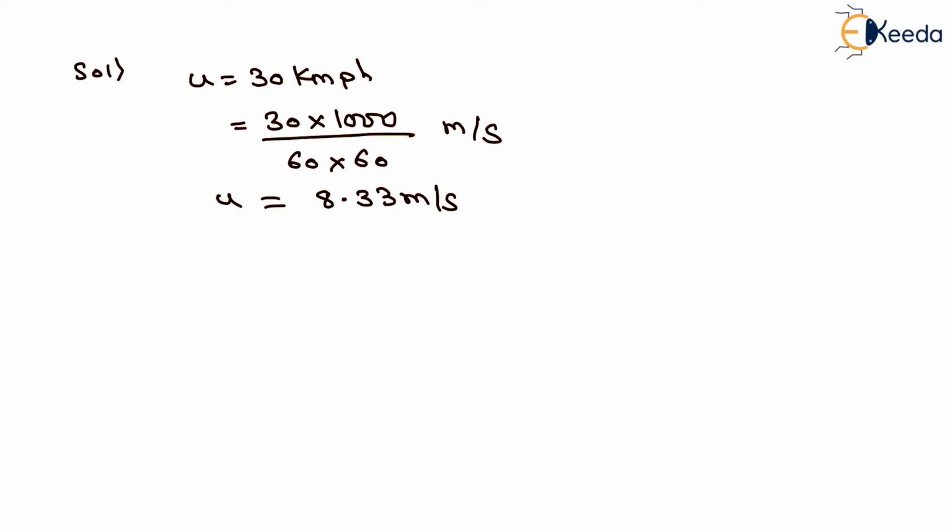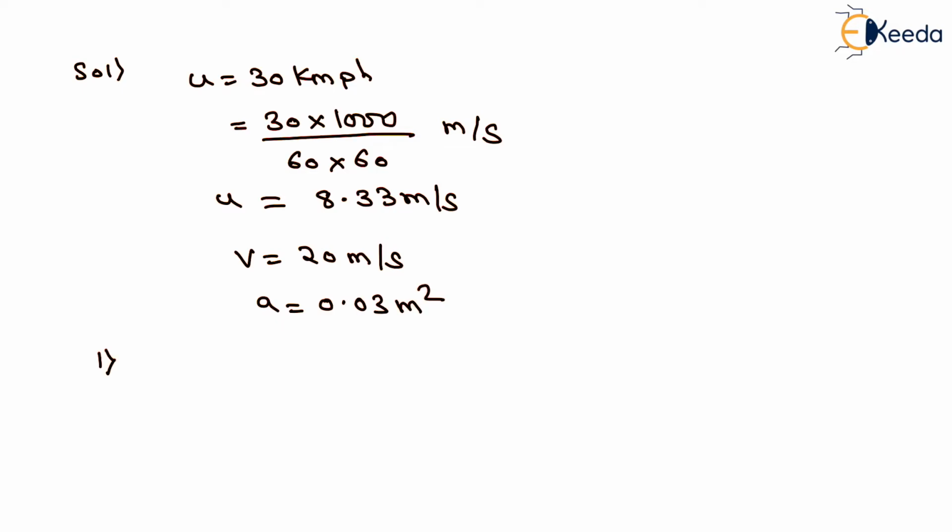Now the absolute velocity of the jet is given in the question, that is 20 meter per second, that is the value of v, and the area of the jet is also given in the question, that is 0.03 meter square.